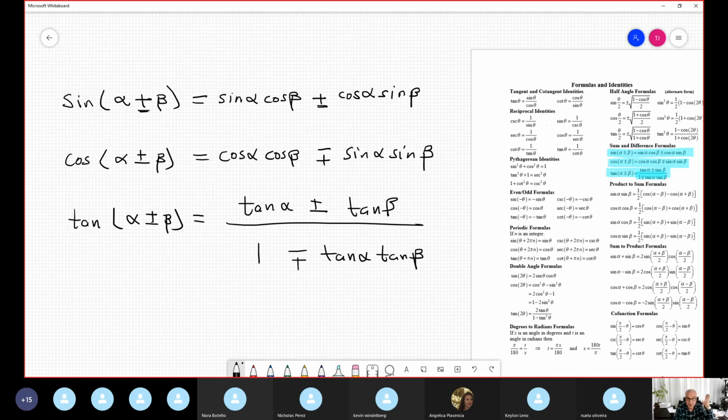Okay, guys, this is the presentation of the formulas again. In the next lecture I want to repeat the formulas again and let's see the application of this.